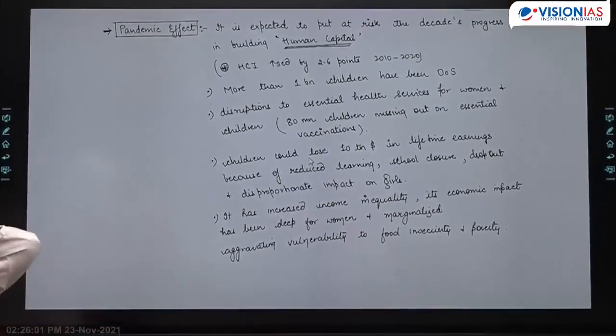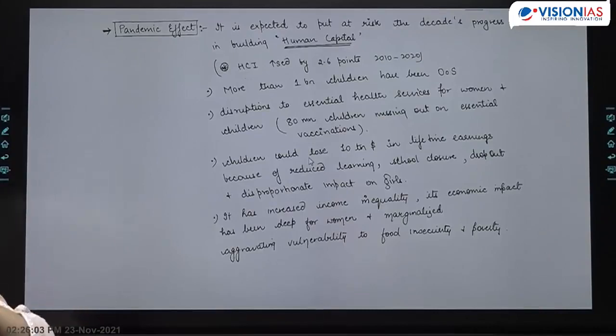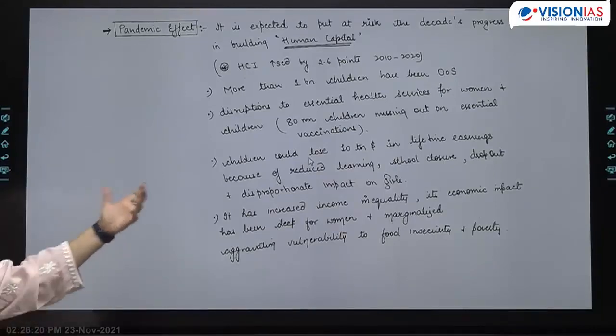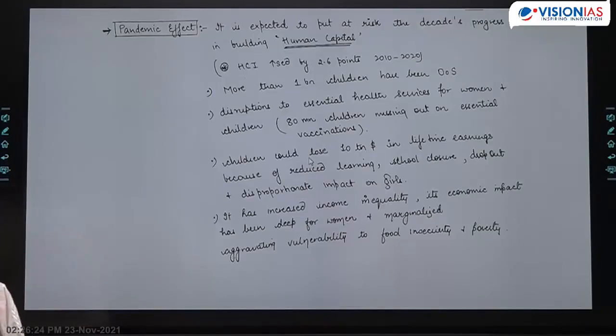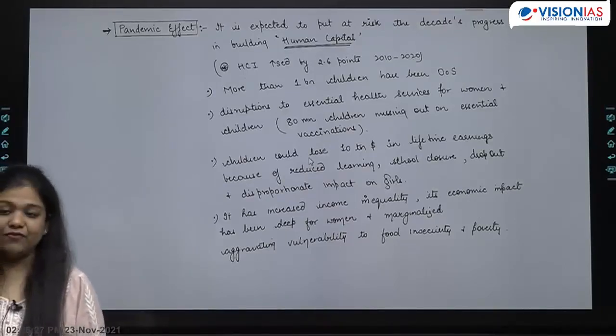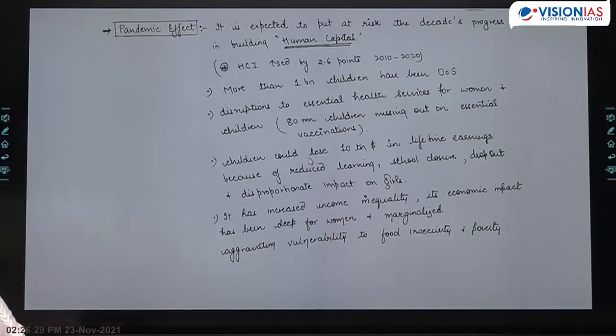This has been a pandemic impact. It is believed that because of the pandemic, whatever progress has been made in the past decade with respect to human capital will be overturned. Is that clear? Because more than 1 billion children globally have been out of school. There have been disruptions with respect to essential health services. Then because of reduced learning, temporary school closure, dropouts or disproportionate impact on women, their lifetime earnings would be negatively impacted.